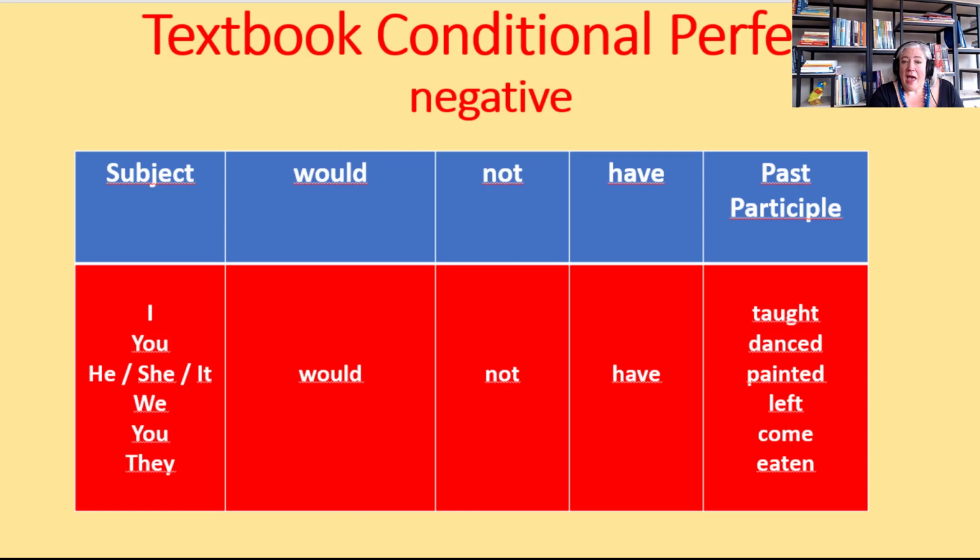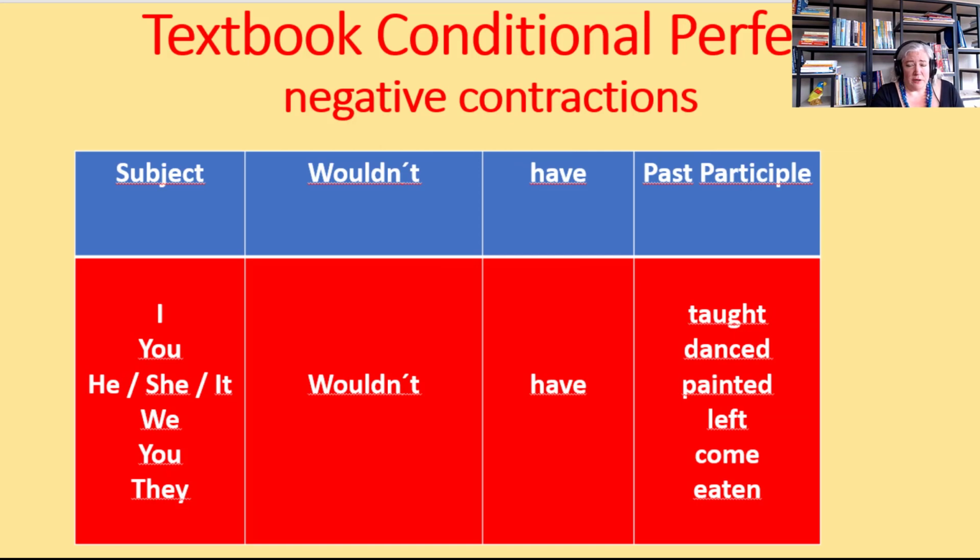Textbook conditional perfect negative. Subject would not, have plus past participle. I would not have taught, you would not have danced, he, she, it would not have painted, we would not have left, you would not have come, they would not have eaten. Textbook conditional perfect negative contractions. Subject wouldn't have plus the past participle. I wouldn't have taught, you wouldn't have danced, he, she, it wouldn't have painted, we wouldn't have laughed, you wouldn't have come, they wouldn't have eaten.